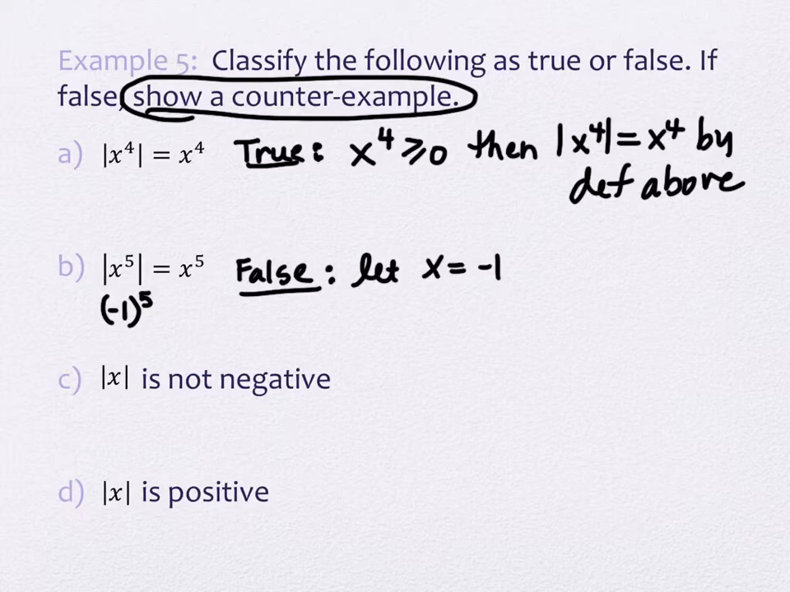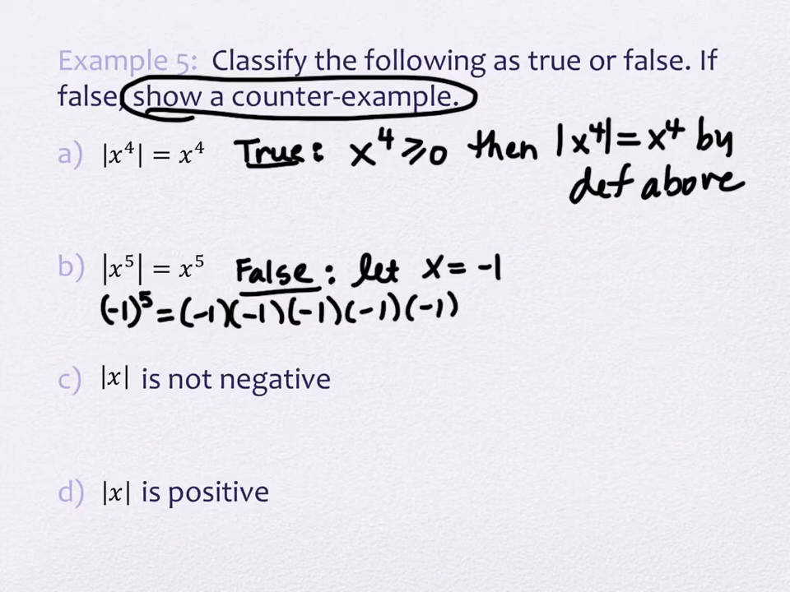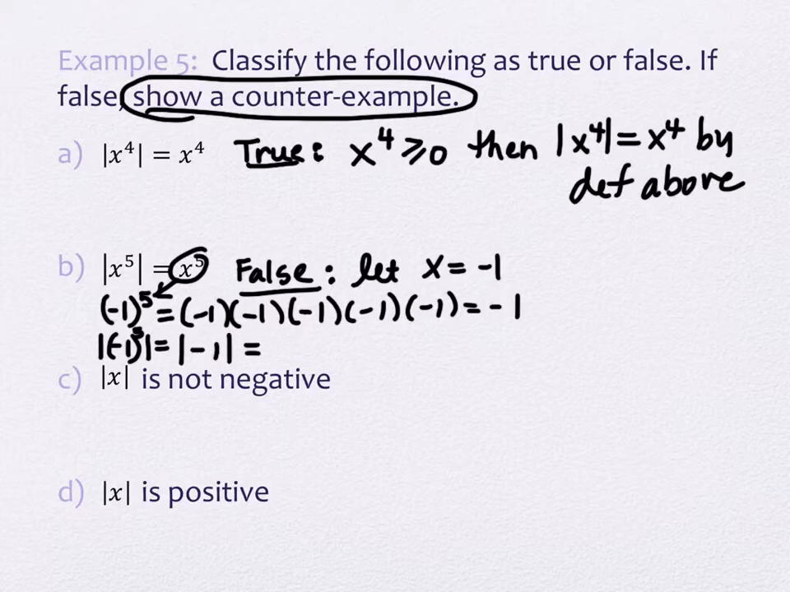What is -1 to the power 5? Yeah, it means I have 5 -1s, correct? And what is -1 times itself 5 times? It's -1. So this is the right-hand side of the equation. The left-hand side of the equation says, take the absolute value of that. Well, if you simplify, we just said that that's -1. And what's the absolute value of -1? It's 1.